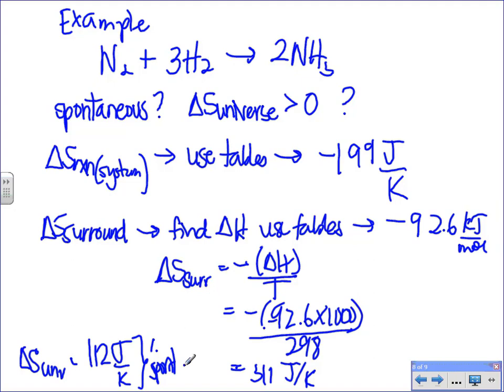Now, that doesn't mean that this reaction is fast by any means. In fact, it's quite a slow reaction, but it can occur without any external assistance.